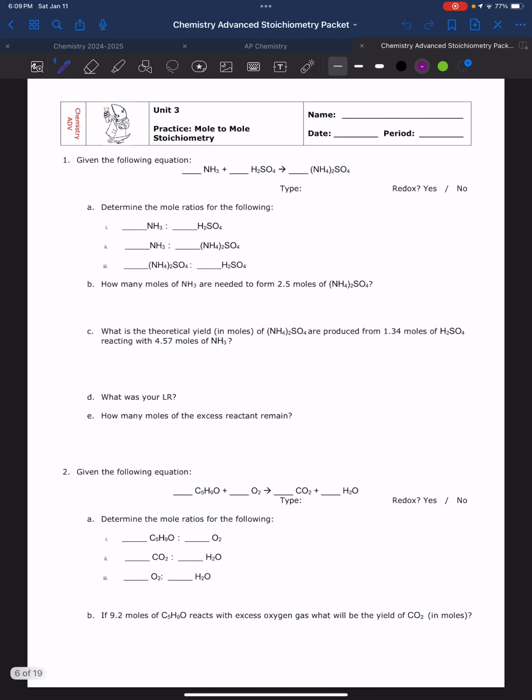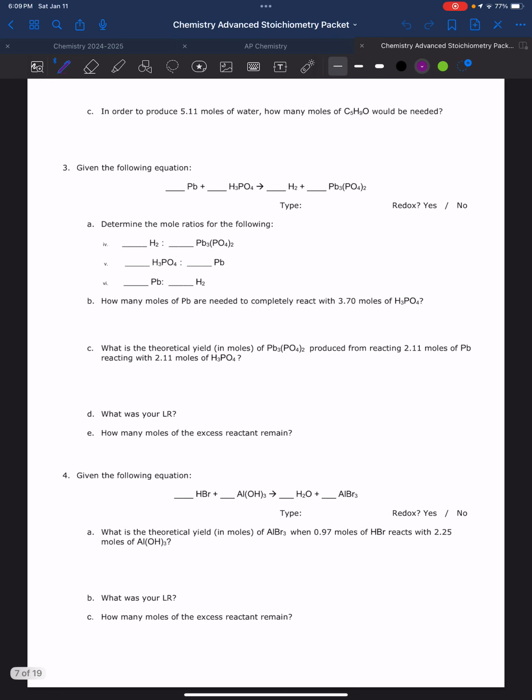This, if you want to look, is the last page of your mole-to-mole practice. Problem number 4. So I thought it would be a good place for us to start to work this problem together, and then we'll shift into the content for today, which is mole to gram stoichiometry.